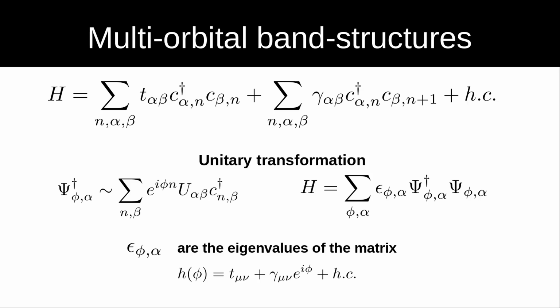And the answer to this question is that we simply need to make the unitary transformation that diagonalizes this Hamiltonian, h of phi, t mu nu plus gamma mu nu e to the I phi plus the Hermitian conjugate. The way to reach this conclusion comes from plugging in the definitions of phi that we have in this slide onto the Hamiltonian and enforcing the resulting Hamiltonian to be diagonal. Then that will quickly show you that the unitary transformation that we need is the transformation that diagonalizes that matrix H of phi.